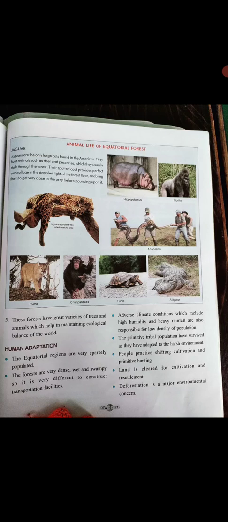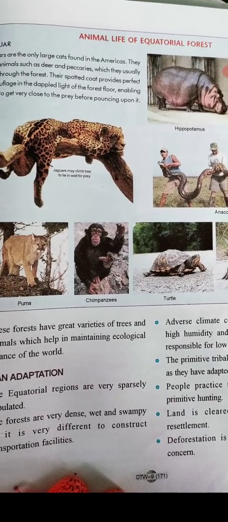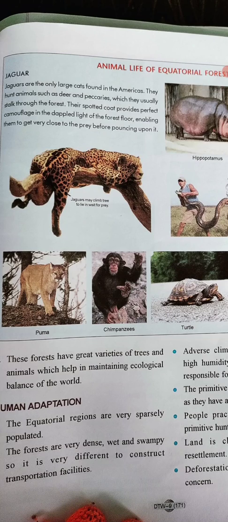Okay, other animals may be hippopotamus, gorilla, anaconda, the largest snake, puma, chimpanzee, turtle, alligators. Okay, these forests have great variety of trees and animals. It helps in maintaining the ecological balance of the world.